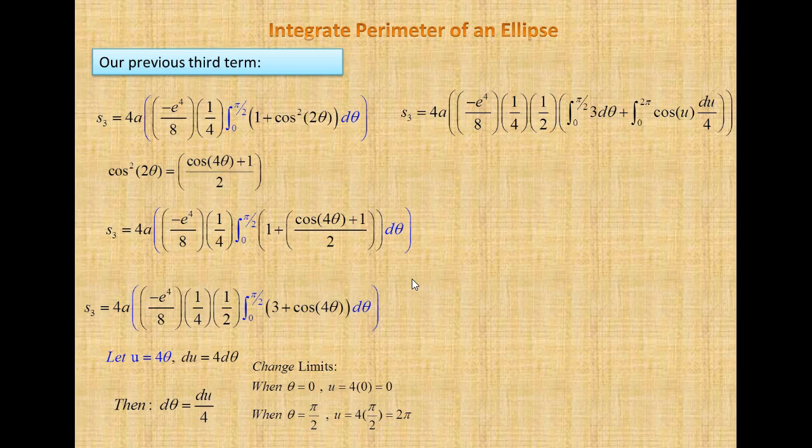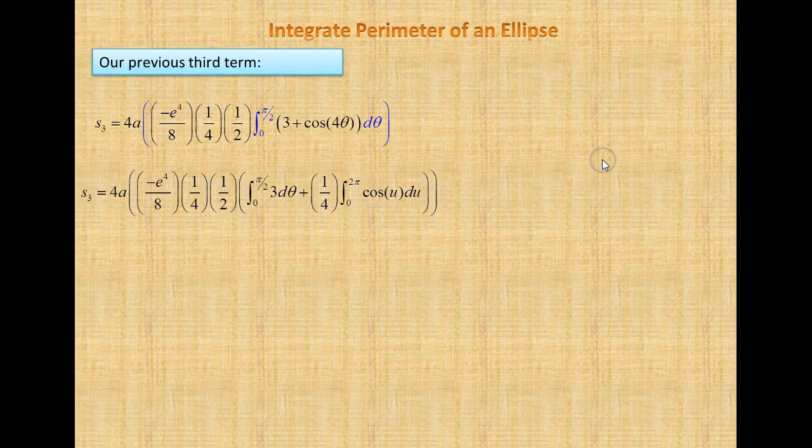So now our new equation is all of this multiplied by these two integrals, because we took the integral of the sum, which is the integral of 3 d theta and the integral of cosine 4 theta d theta, and we changed 4 theta to u. We did a u substitution, and we changed the limits from 0 to 2 pi. Okay, let's continue. Okay, and now all of this is multiplied by these two integrals.